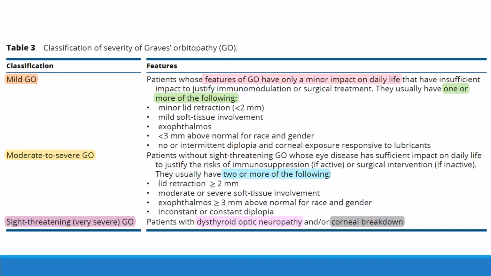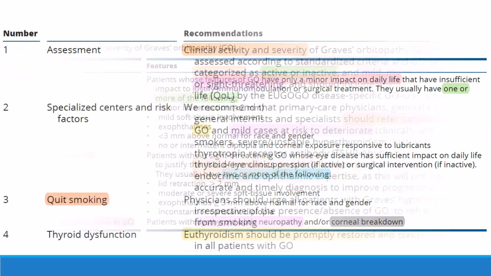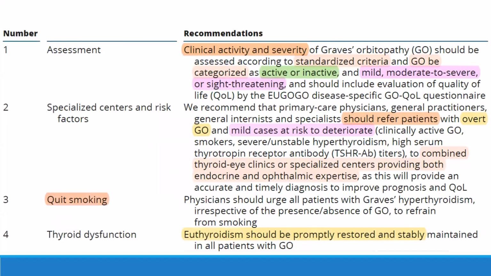What about the moderate to severe? 2 or more of the following: lid retraction more than 2 mm, moderate to severe soft tissue involvement, exophthalmos more than 3 mm, inconstant or constant diplopia. How to manage according to the activity and severity? So clinical activity and severity should be used for assessment of any case of Graves' orbitopathy, and any case should be categorized as active or inactive, and as mild, moderate to severe, or sight-threatening.